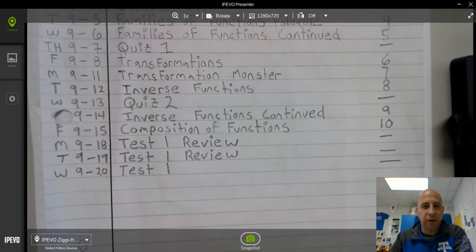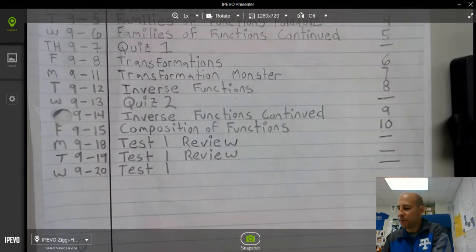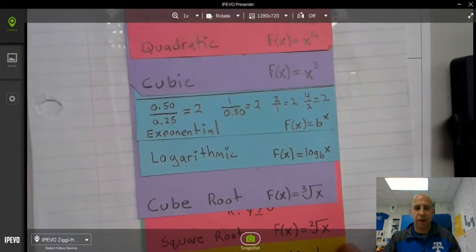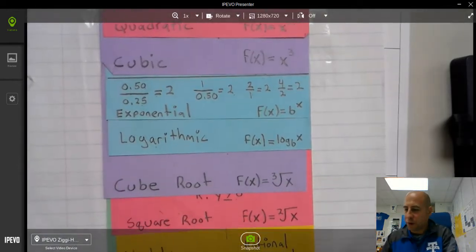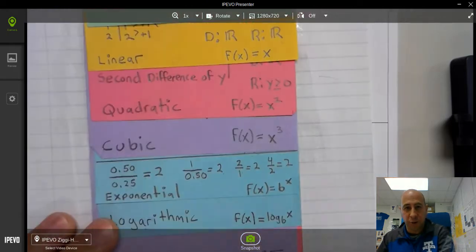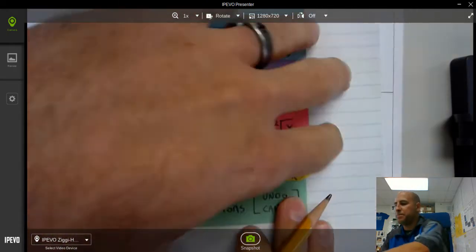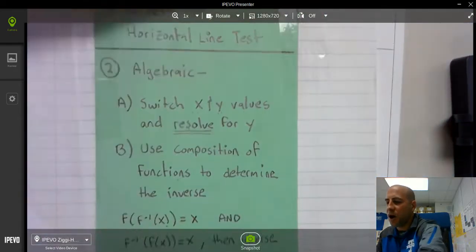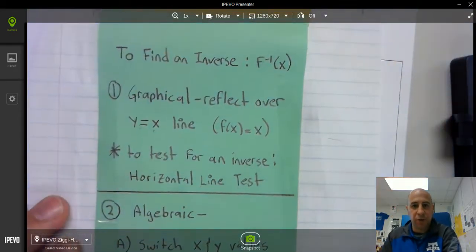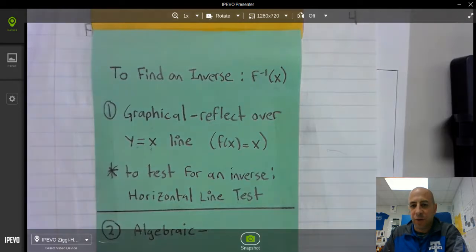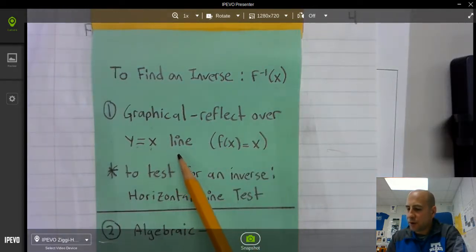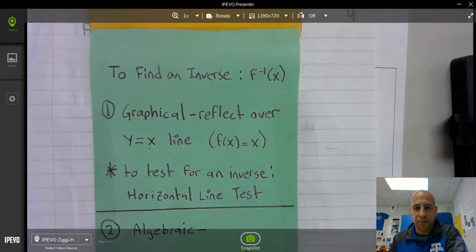All right, so now that your table of contents is updated, let's take a look at our notes. We're not going to have a new note page. What we are going to do is come back to your foldable, to the inverse function tab. Let's review those notes. To find an inverse, you graphically reflect over the y equals x line, or f of x equals x. And to test for an inverse, use a horizontal line test.